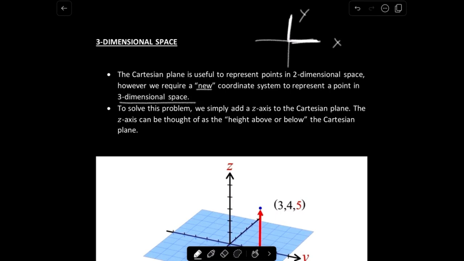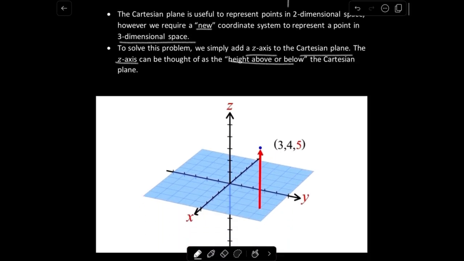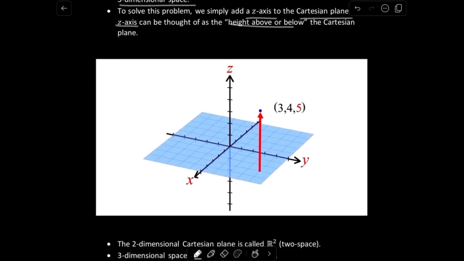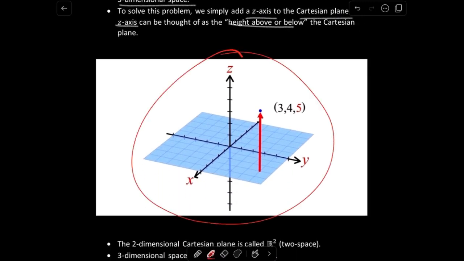So to solve this problem, we add a z-axis to the Cartesian plane. And the z-axis can be thought of as the height above or below the Cartesian plane. And it's best explained in a picture. So what I want you to do is take a look at this. This is the three-dimensional coordinate system.